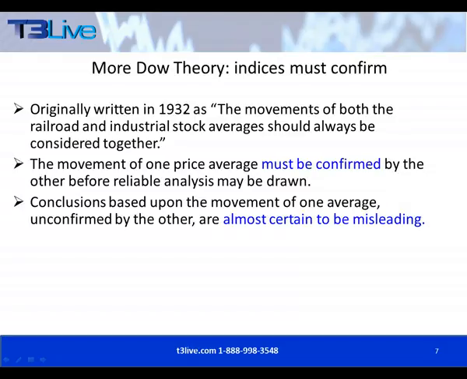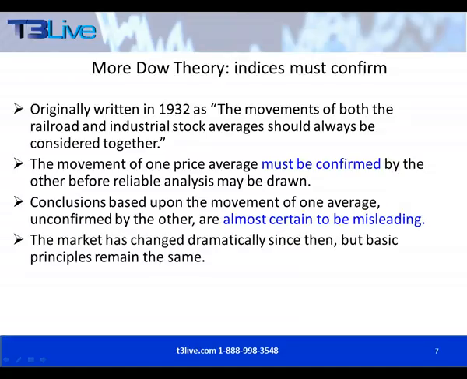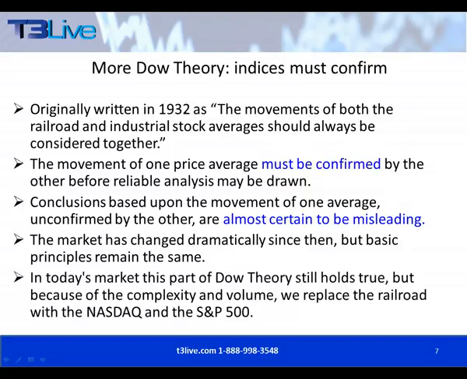It's very important that you go over this tape and this particular slide, pause it, and write the stuff down. Now, the market's changed dramatically, obviously, since 1932, but the principles are the same. So we're not using, as I said, the railroad and the industrial averages. What we are using, as we've already mentioned, Dow theory absolutely still works.